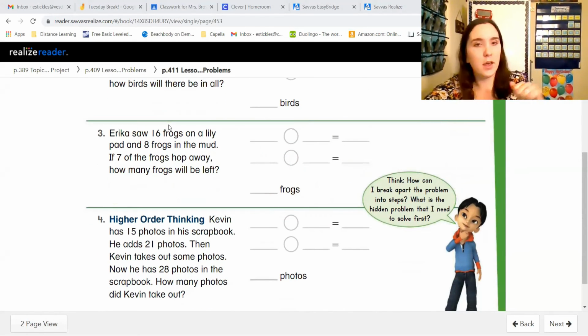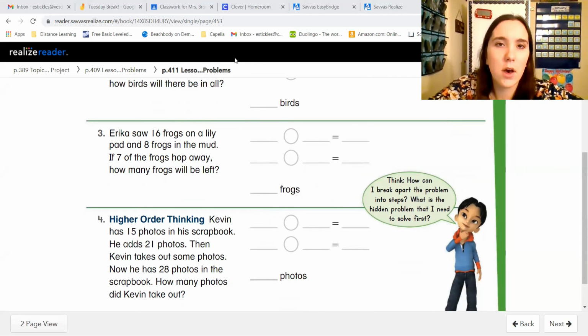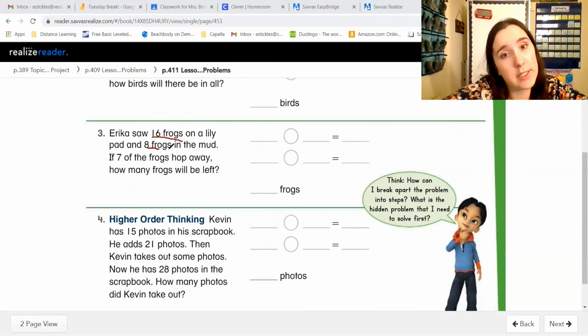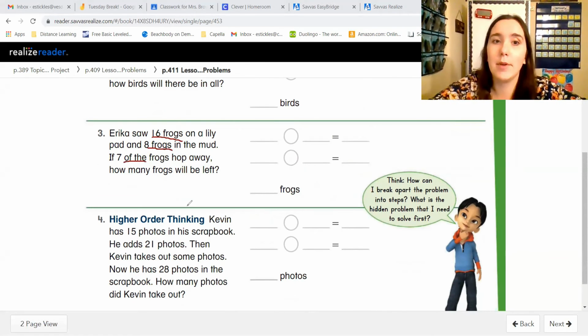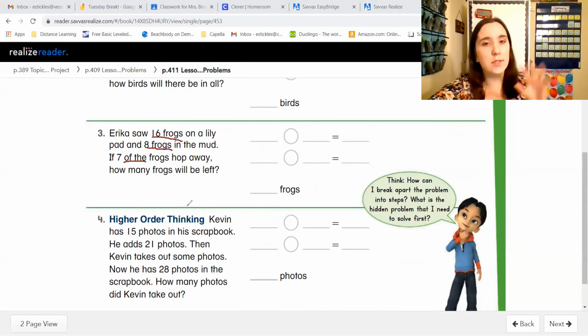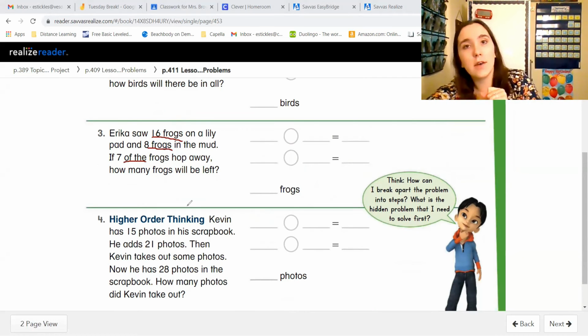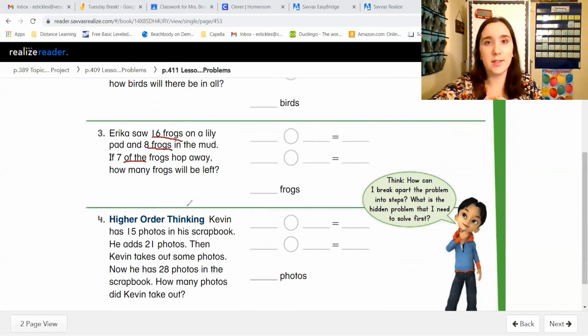It says Erica saw 16 frogs on a lily pad. So I saw 16 frogs on a lily pad, and I saw 8 frogs in the mud. If 7 of the frogs hop away, how many frogs will be left? So you're going to first write out your equations and figure out what the 2 steps are in your problem. Then you're going to solve your first step. Then you'll solve your second step and find your final answer.